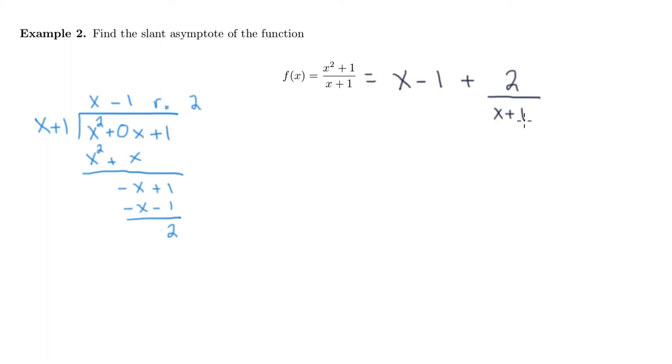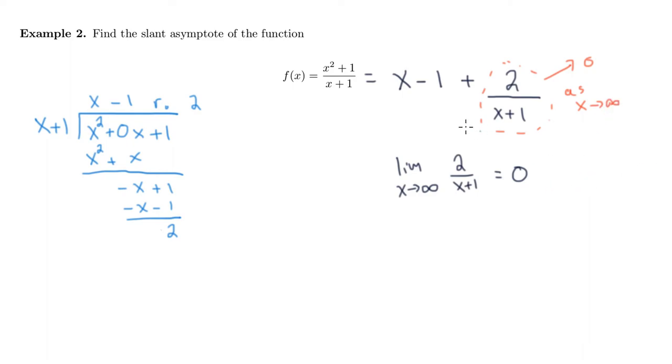But writing the function in this way actually makes it very obvious what the slant asymptote is. So notice that the limit as x goes to infinity of 2 over x plus 1 is 0. Without doing all the tedious work, you can just see that 2 is fixed, x plus 1 is getting really, really big. So it's just a number over a really big number that should be going to 0. So the point is that this term is going to 0 as x goes to infinity.